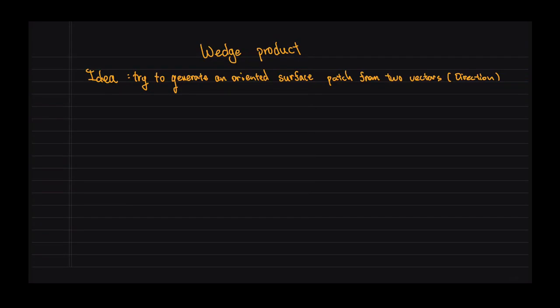Hello everyone. We have talked about the dot product, which tries to measure how two vectors align to each other. In this video, we will do something kind of opposite. Instead of measuring how two vectors align to each other, we will try to generate an oriented surface, or a small oriented surface patch, from two vectors.